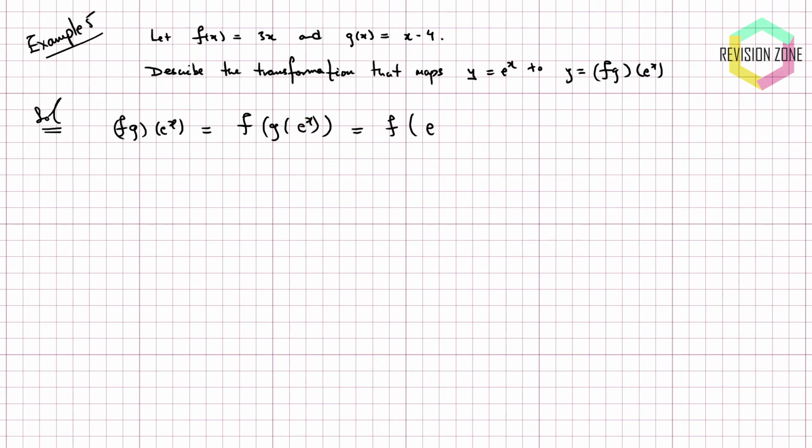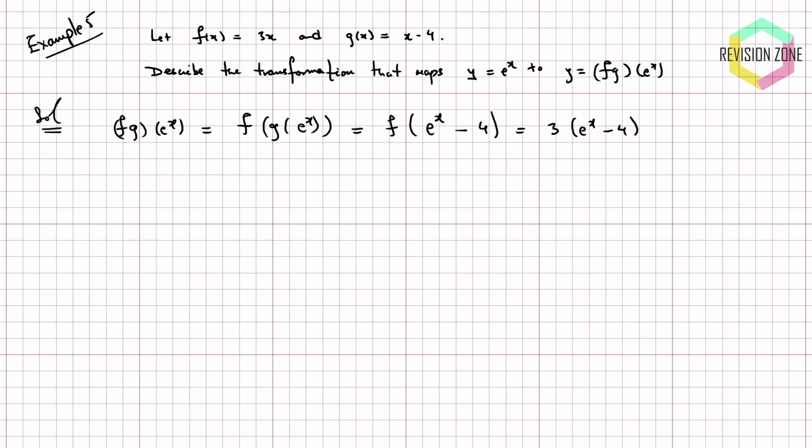So we're going to get e to the x, take away 4. And now let's think about what f does. Well, whatever the input is, f just triples it, right? So my input happens to be this thing here. F is just going to triple that, so I'm just going to end up with 3 lots of my input. Okay, so this thing here is now my composite function.